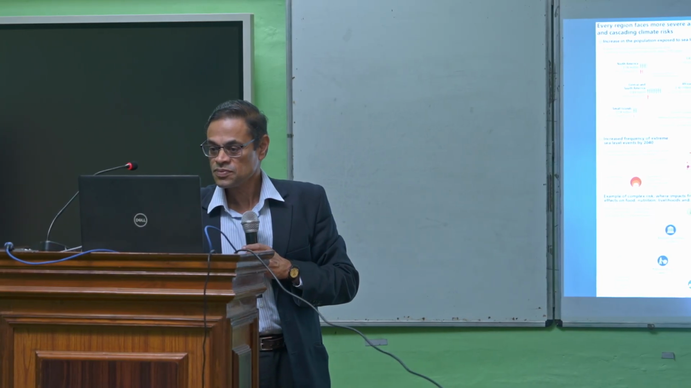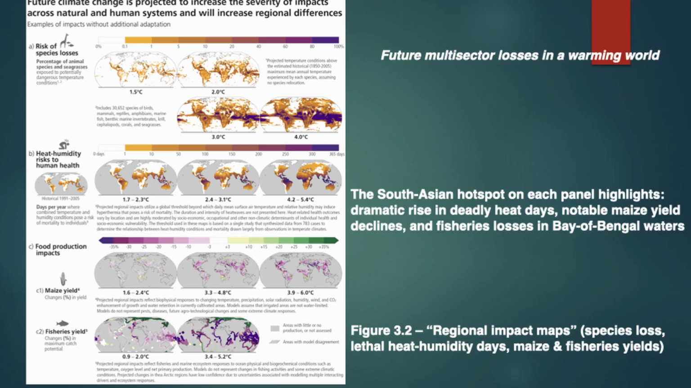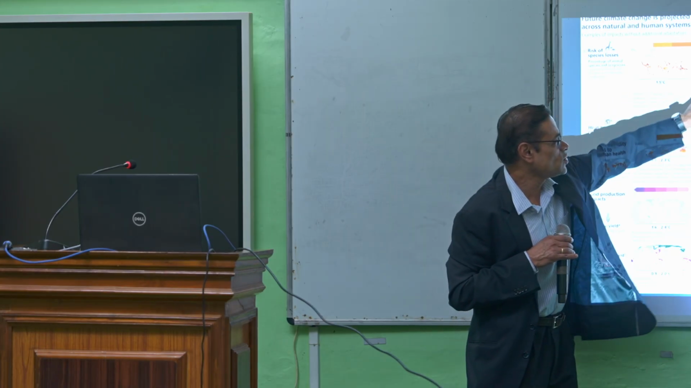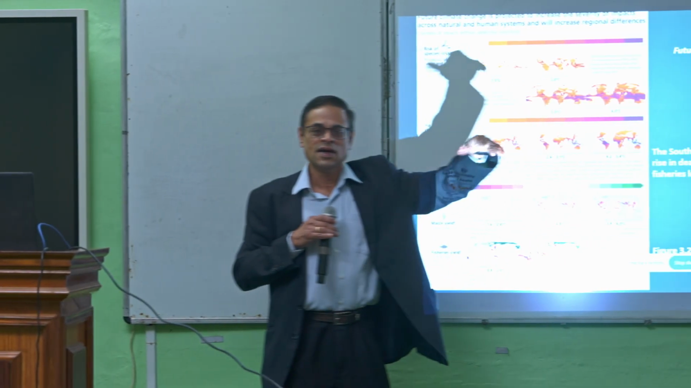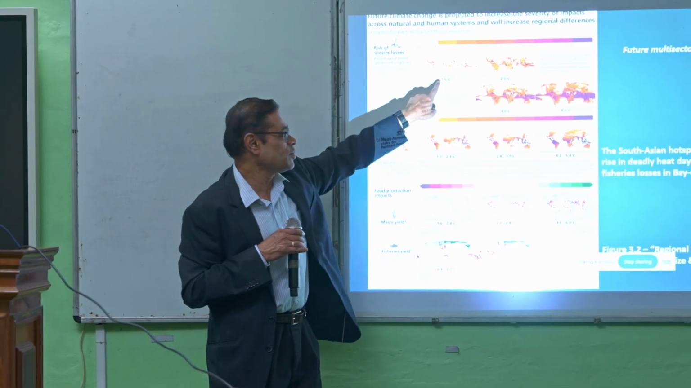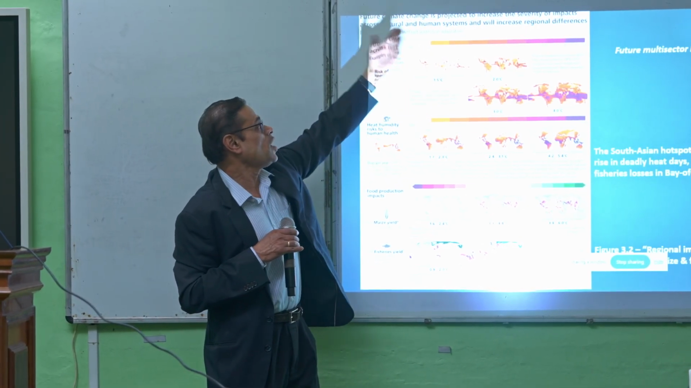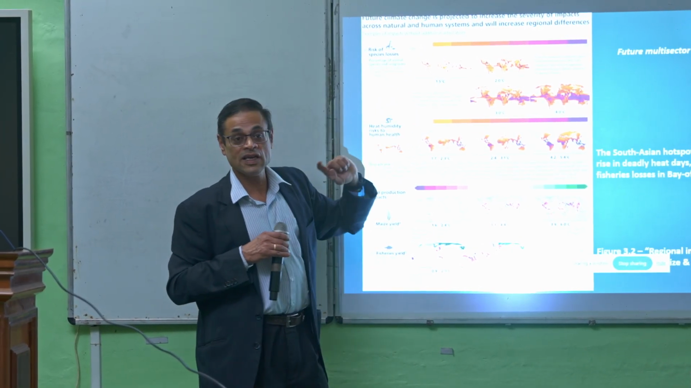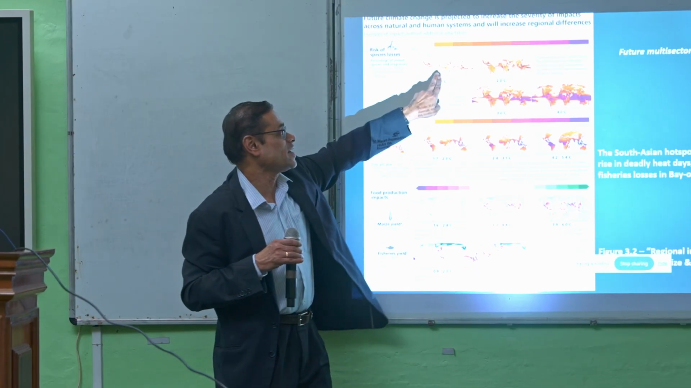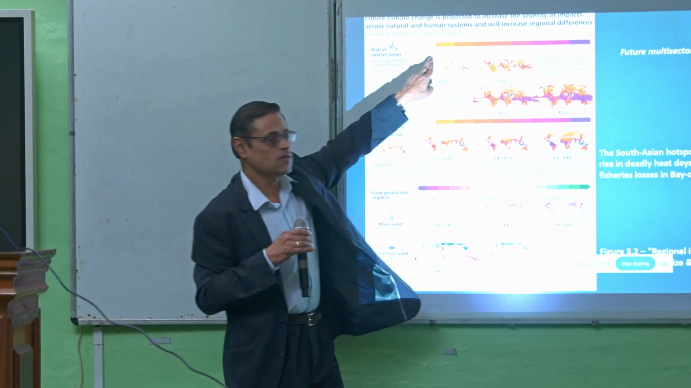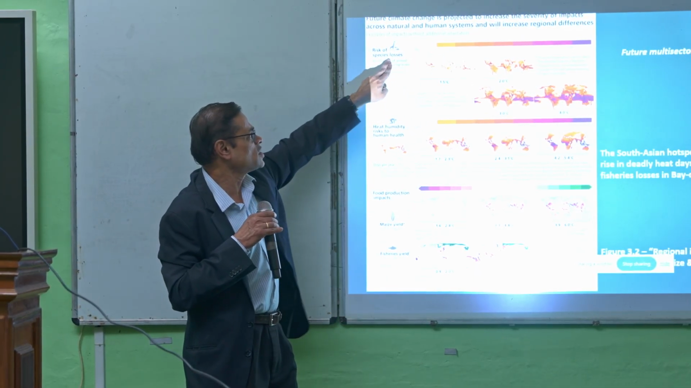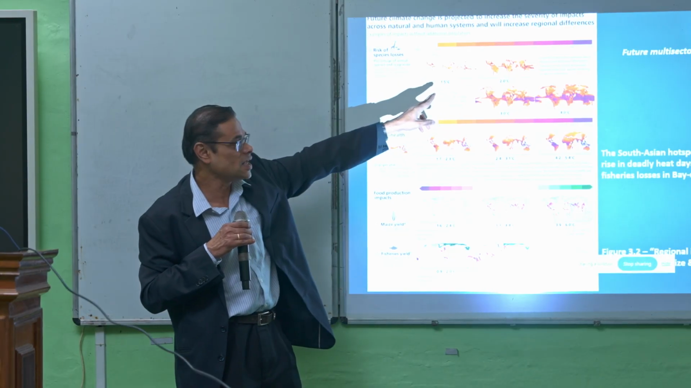Okay? Again, I think the scenarios that we are talking about, you are somehow familiar with some of these: 1.5 scenario, 2 degree, 3 degree, 4 degree. SSPs are different. This is the temperature increase that they are talking about. What if you have 1.5 degrees C? That is what we are seeing today, right? As we see today, this is the world we are in with respect to risk of species losses. Many species are getting lost.